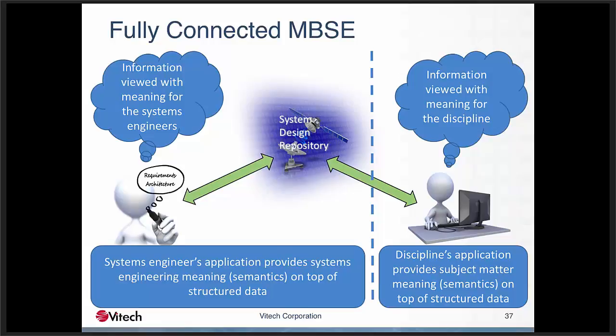For data to be information, the recipient must understand the meaning of the data described using the syntax. Meaning is provided through semantics. The semantics for a particular discipline or subject matter expert are encoded in the application that's using the application programmer interface to retrieve the information.